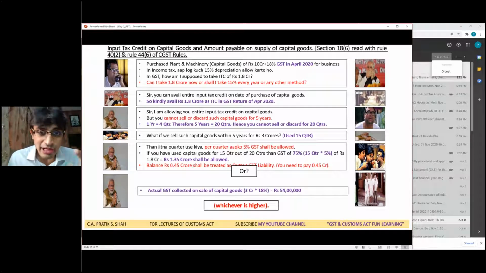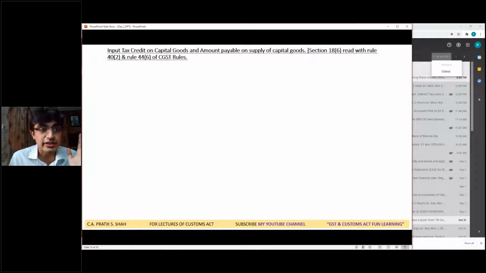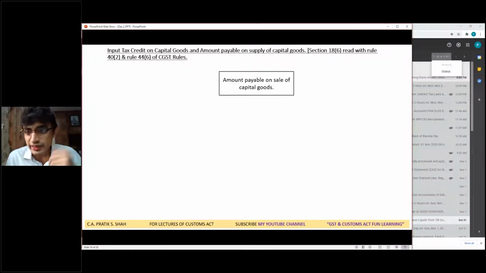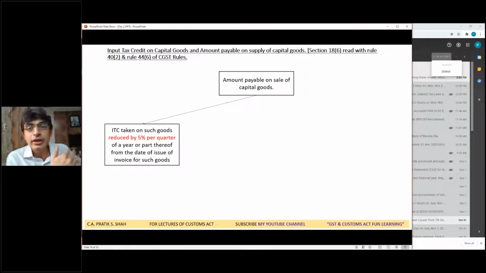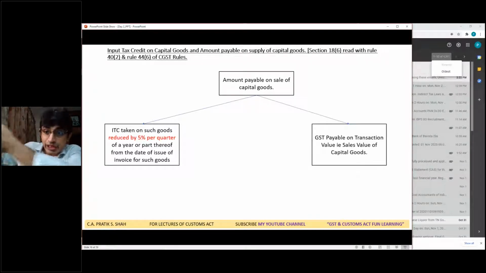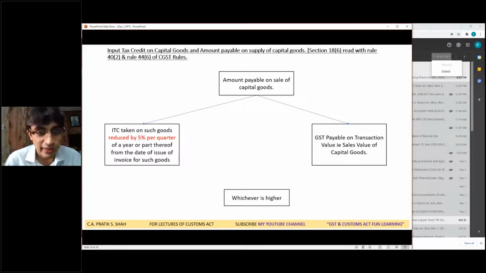Now, chalo, I will ask you 2 questions. You people need to reply to me on chat. Question number 1. First, let us understand again. When I sell the capital goods, how do I need to pay? Whatever ITC I had taken, per quarter 5% is allowed, the remaining quarters I am required to reverse, or whatever GST I collected on sale, whichever is higher.